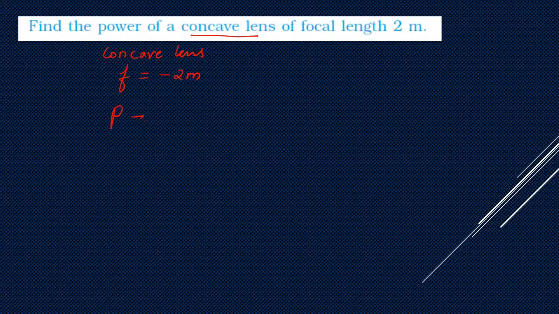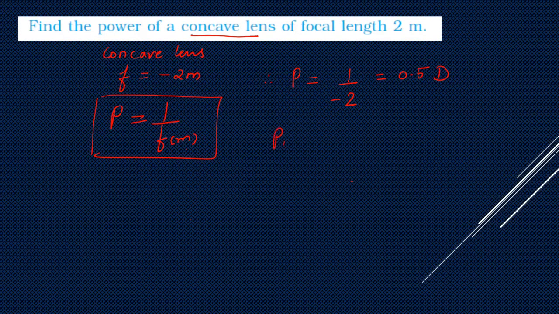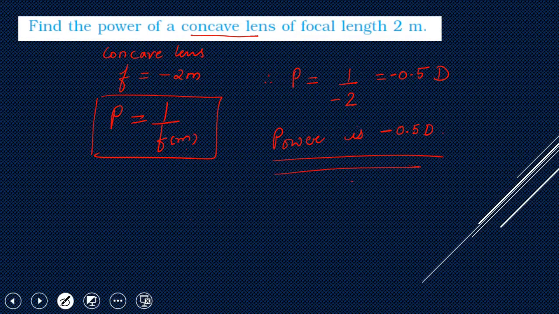We know what power is. Power is equal to 1 upon F in meters. Write the formula, just box it. So therefore power is equal to 1 upon minus 2. So this is equal to minus 0.5 diopters. So hence the power of the concave lens is negative 0.5 diopters. This is the way your answer is going to be there, right?